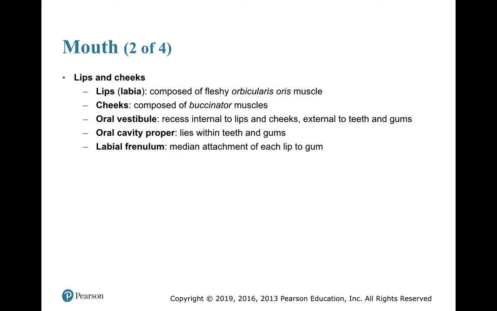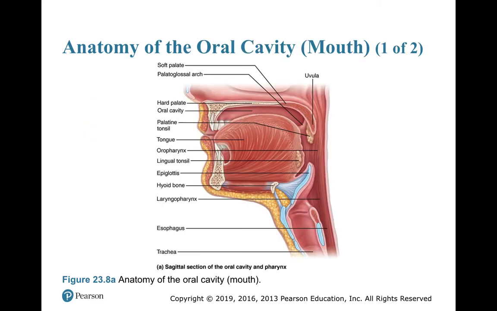The oral cavity proper is within the teeth and gums, and the labial frenulum is the median attachment site of each lip to the gum. And they are pointed out here, figure 23.8, which I encourage you to look at in your text.